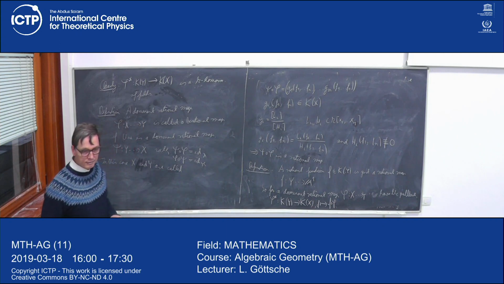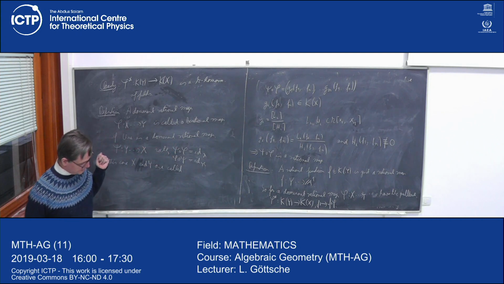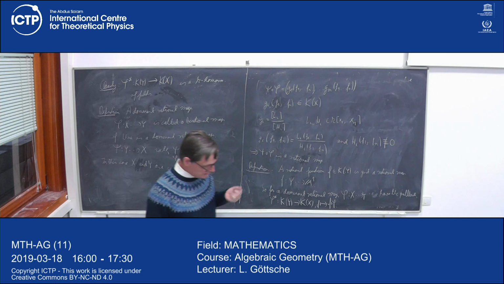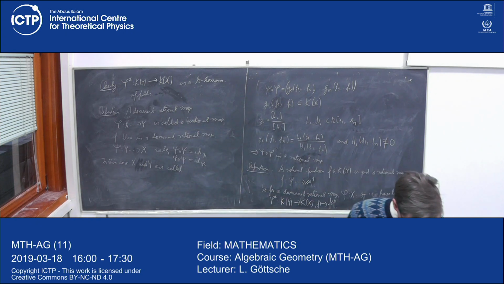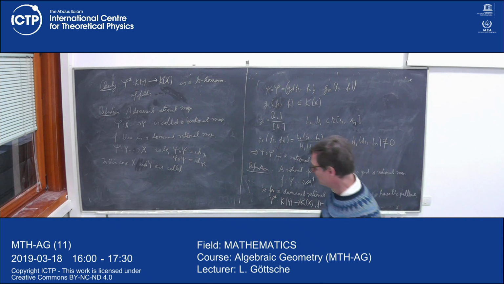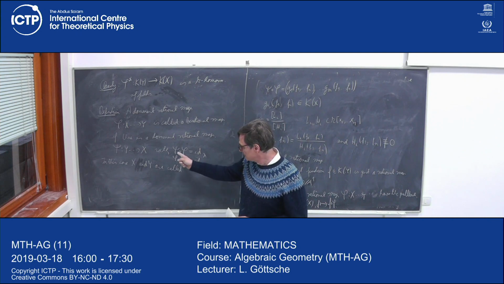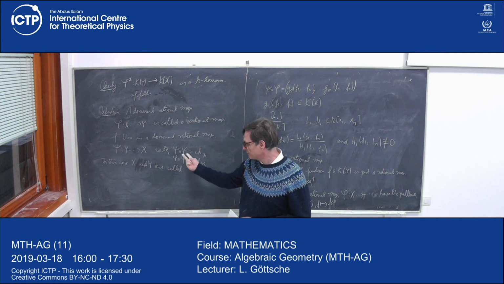But how is the identity on x defined, if phi itself is not defined on all of x? Well, yes, but you see, a rational map is always defined on the largest set on which you can define it. So if you take this composition, a priori it's defined on some smaller set.